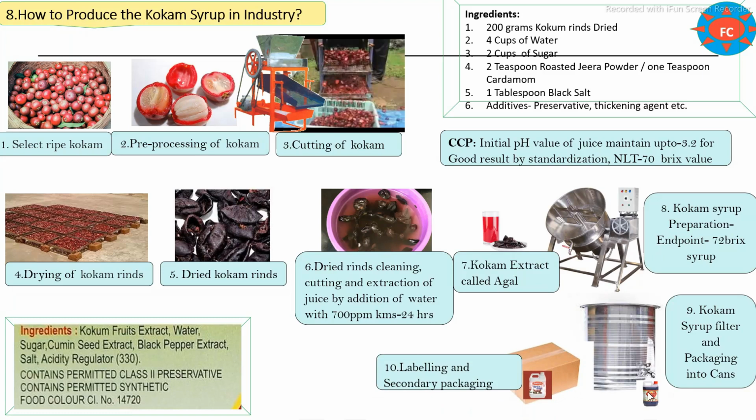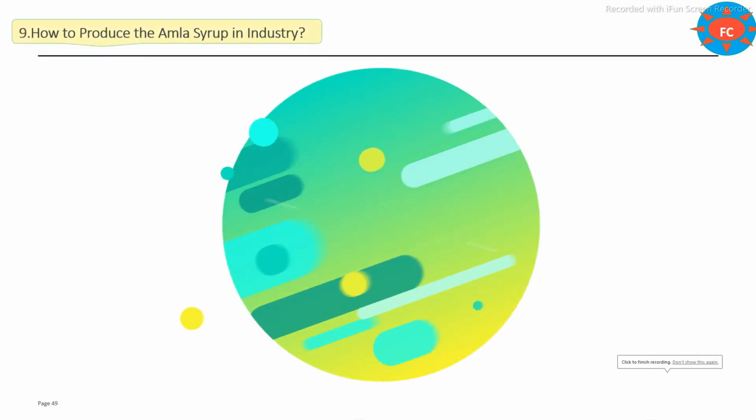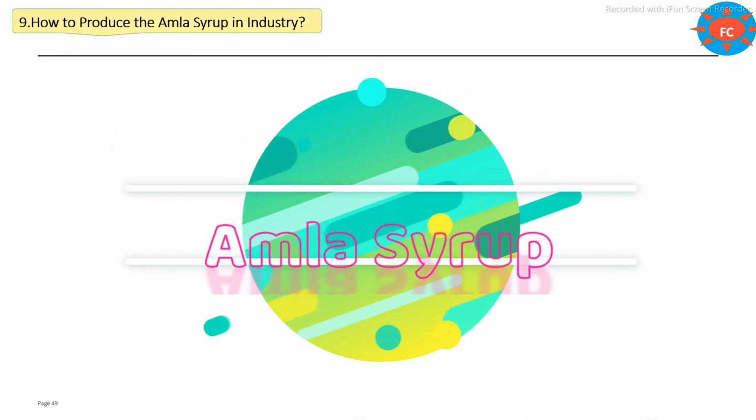We can also prepare kokum syrup directly after the cutting of the fruits. After the cutting, the fruit juice is directly extracted by the crushing and pressing process, and this extracted juice is used for the preparation of the syrup. Different methods are available for the preparation of kokum syrup. In the traditional method, the fruit is directly crushed and the pressed juice is used for the syrup. In the recent technique, the fruits are properly dried and stored and used throughout the year for the preparation of the kokum syrup.